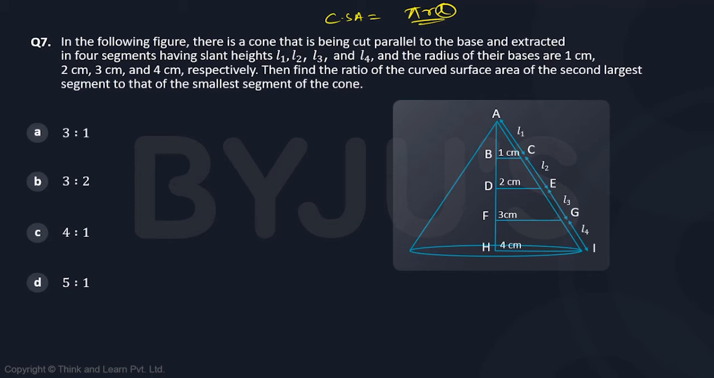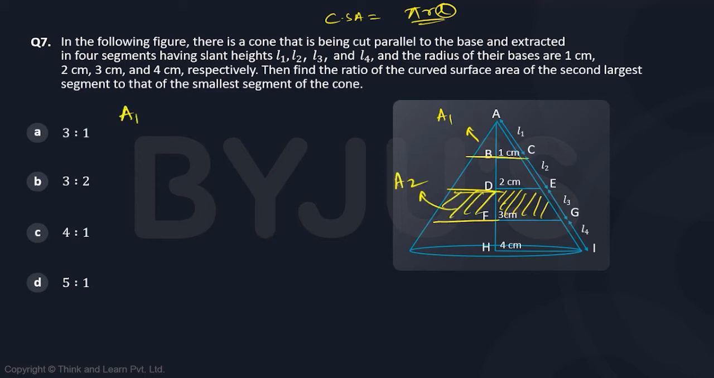Now, what are they saying? They are saying find the ratio of the curved surface area of the second largest segment to that of the smallest segment of the cone. This is the smallest segment, so let's call this area 1. Let's call this part, if I extend this, it's going to be like this. So this entire surface area I need, let's call this area 2.